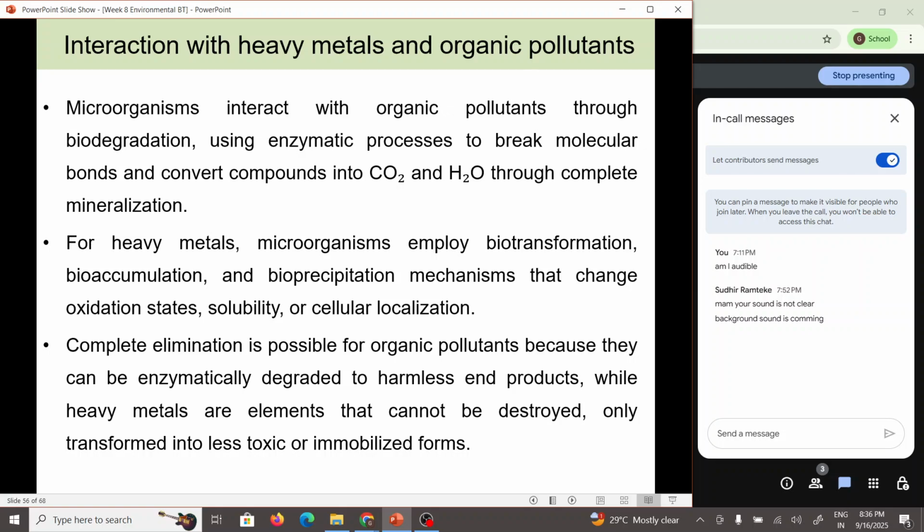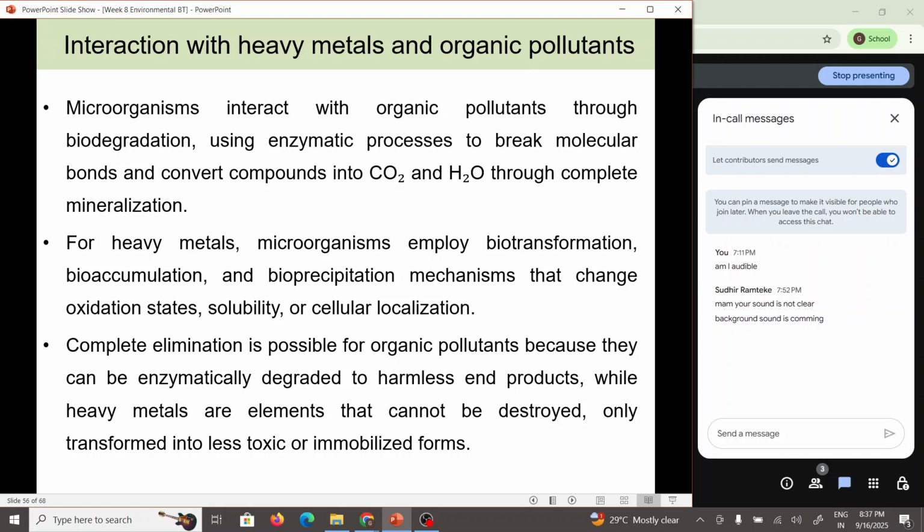mechanism, and one more is bioadsorption, where the contaminant goes and binds to the cell surface of the microorganism itself. So all these can happen for heavy metals by changing the oxidation state, solubility, or cellular localization. So the oxidation state comes into picture for biotransformation, solubility for bioprecipitation, and cellular localization for bioaccumulation. So this is the correlation between the mechanism and the technique that is employed.